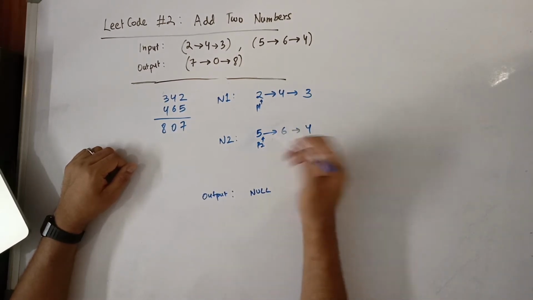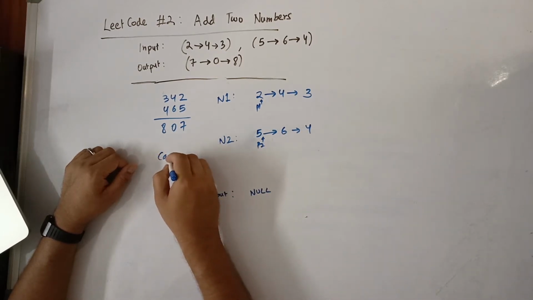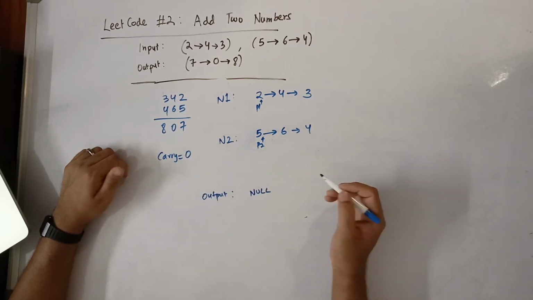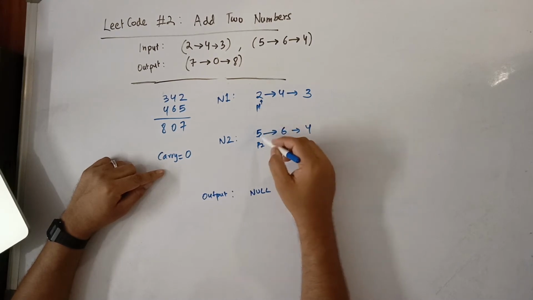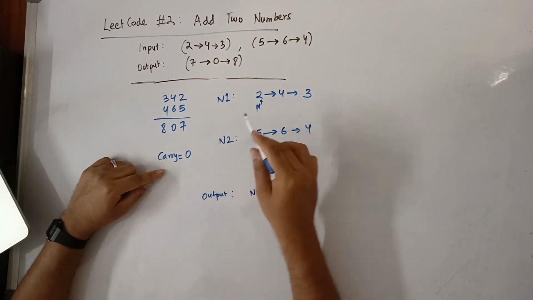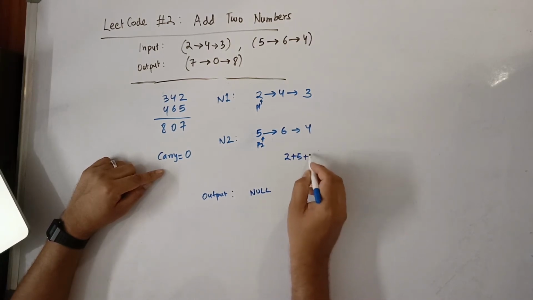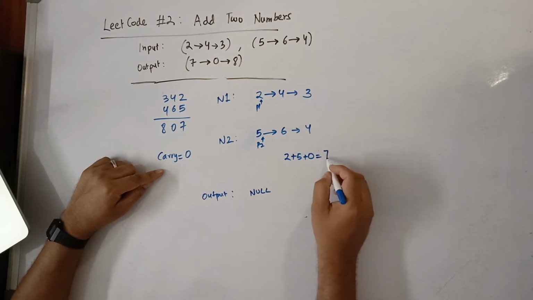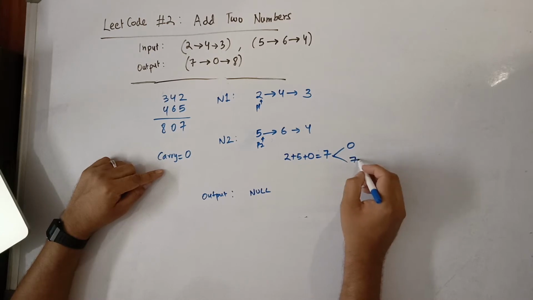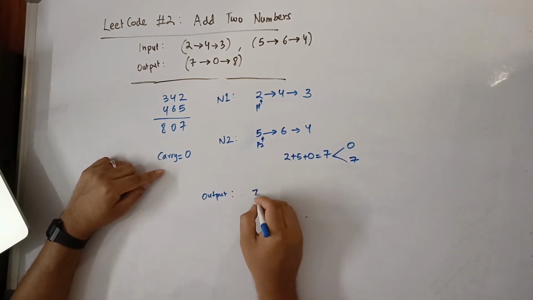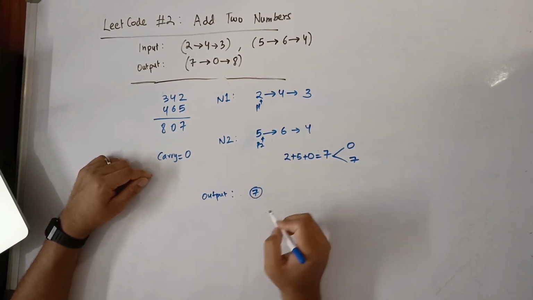We also have to maintain one more thing, which is a carry basically. Let's initialize carry to 0 right now. How we compute this: we take the P1 value, the P2 value, and the carry, and sum these three things. So I'm just going to write over here 2 plus 5 plus 0, where 0 is the carry, and we get 7. Obviously the carry is 0 in this case, and the remainder is 7. So our output becomes 7, which is our first node in the output linked list.